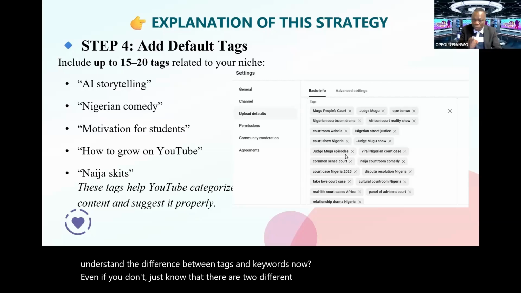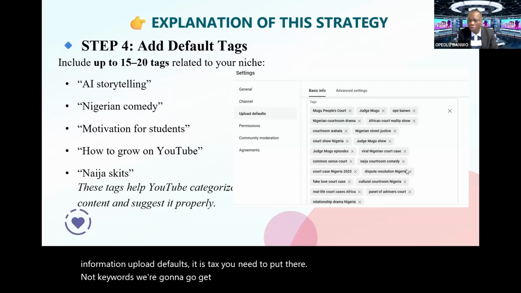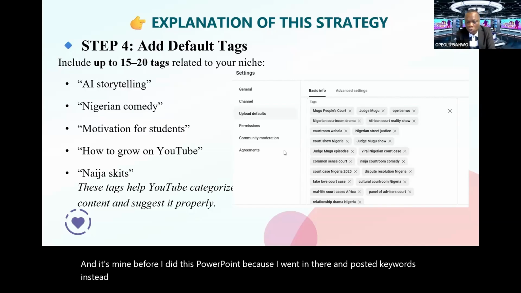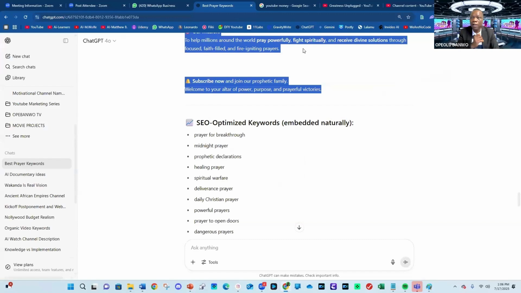Here, under this basic information upload defaults, it is tags you need to put there, not keywords. We are going to go get the tags in a minute. This example is wrong. And it's mine before I did this PowerPoint, because I went in there and posted keywords instead of posting tags. So let's go and look at the real thing on YouTube. And then we're going to come back and create the tags right here.